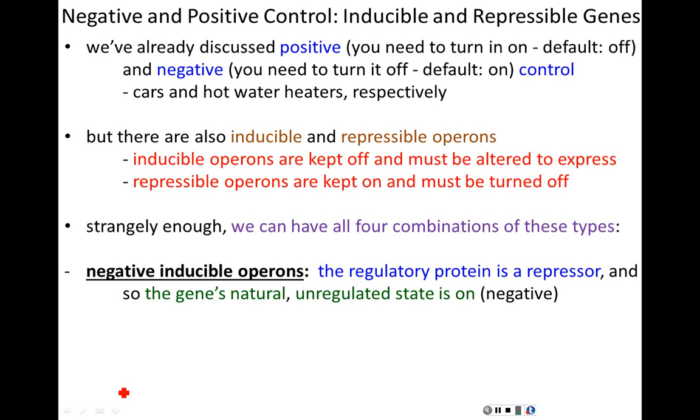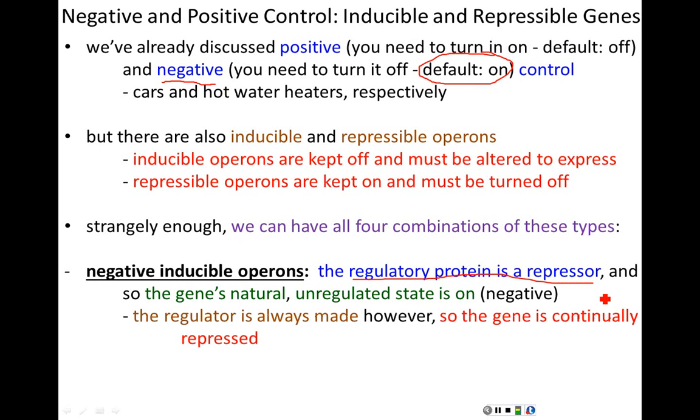How does that work? Well, for negative inducible operons, the regulatory protein is a repressor, and so the gene's natural unregulated tendency is to be on. Any gene whose default tendency is to be on is being regulated in a negative fashion. The regulatory protein is a repressor, so it turns the genes off. But we're talking about an inducible operon. Inducible operons are usually kept off and only turned on by the cell.